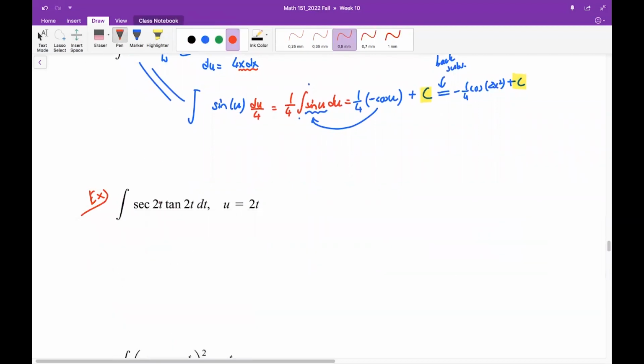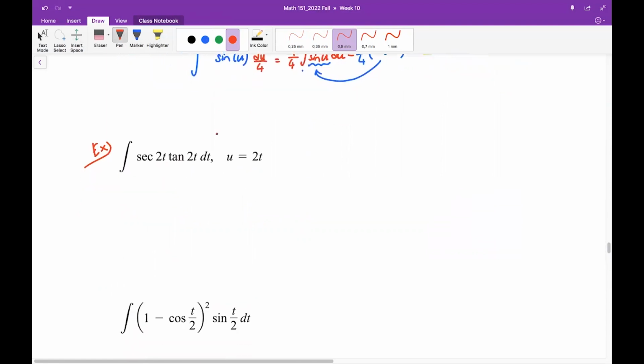Here we have a secant times tangent example, and the substitution is already given as u equals 2t. Then du is, take the derivative with respect to t, 2 times dt. So this is already chosen as u, and dt is what? From here, it is possible to express dt in terms of du. It is in fact du over 2. So it is possible to rewrite your function in terms of u's and du's.